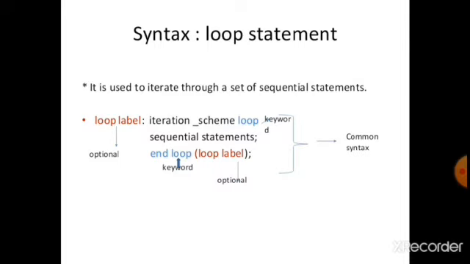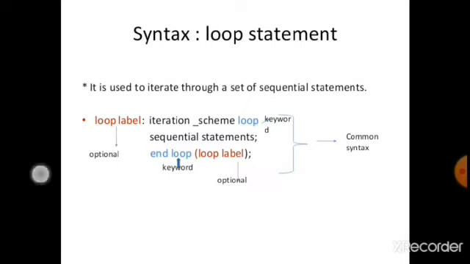There are different iteration schemes in VHDL. Three iteration schemes are there. In the coming slides we are going to study them one by one. Afterwards comes the keyword loop, and next are the sequential statements. One or more sequential statements can be taken here. Next is the end loop, and as I told earlier, the end loop label. This is the common syntax for the loop statement.